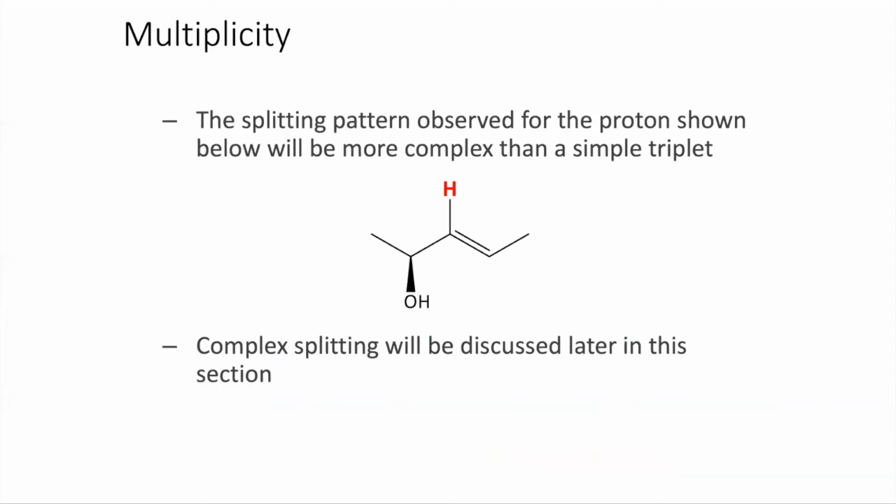The splitting pattern observed for this proton is going to be much more complex than a simple triplet because the proton that's on the carbon with the oxygen is different than the proton that's on the double bond. Those two non-equivalent protons are going to split the red proton differently. And so we'll talk a little bit more about this complex splitting in just a few slides.